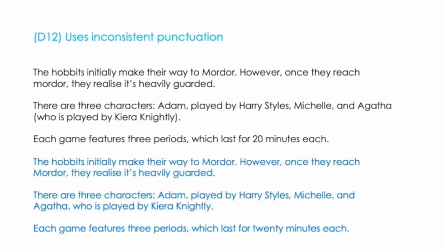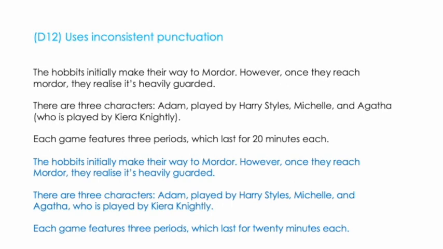In our improved version of these examples, we read, the hobbits initially make their way to Mordor, however once they reach Mordor, they realise it's heavily guarded. I haven't changed any punctuation in this case, but I have made sure that that capital letter is consistent across all sentences. There are 3 characters, Adam, played by Harry Styles, Michelle, and Agatha, who is played by Keira Knightley.